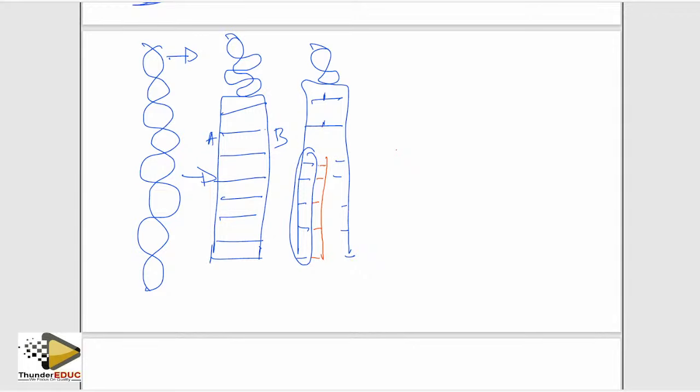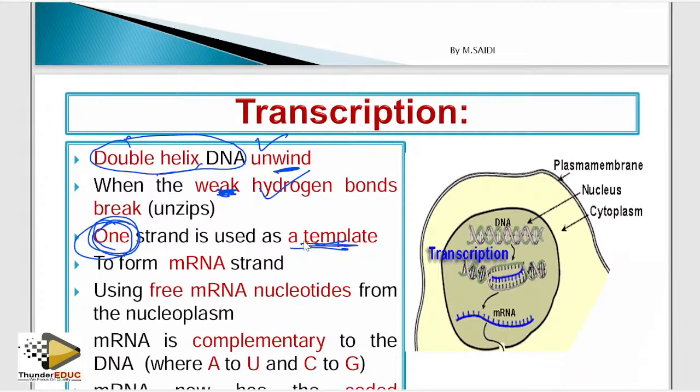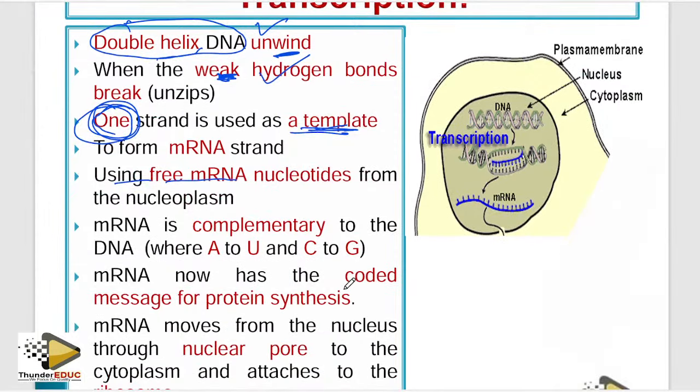But what does it use to form this new strand? What does it use? This strand, once it is formed, is complementary. So what does it use? It is using what is called free messenger RNA nucleotides. Remember, when you're talking about DNA replication, we say that it uses free floating DNA nucleotides.